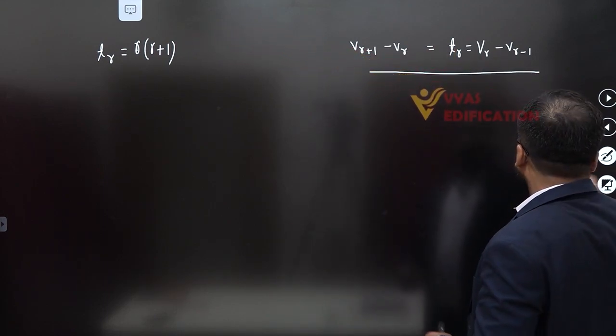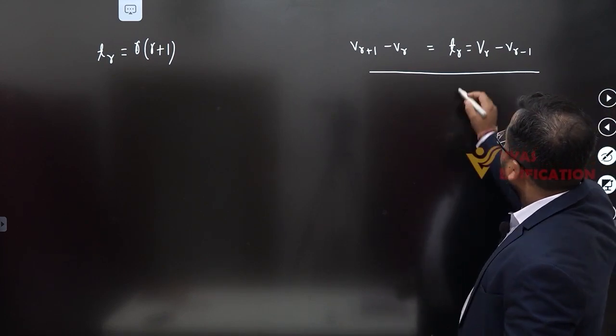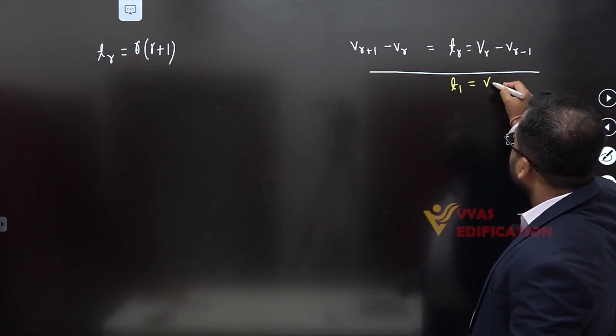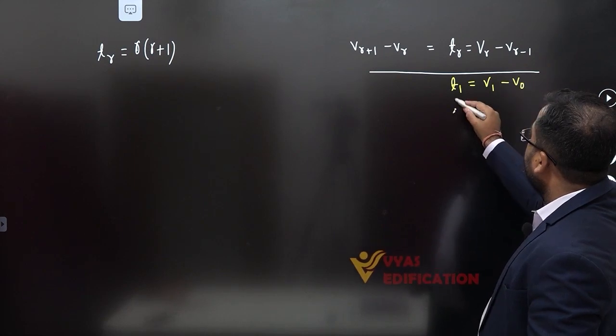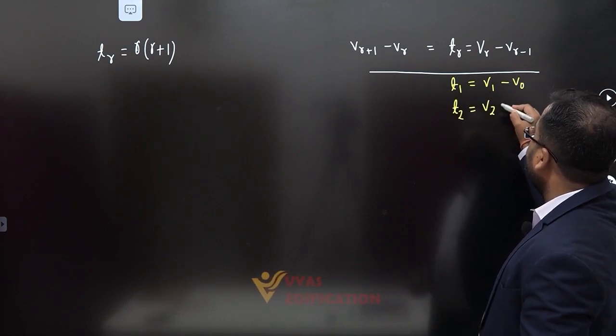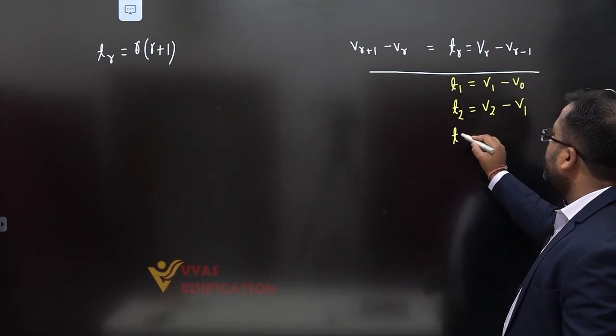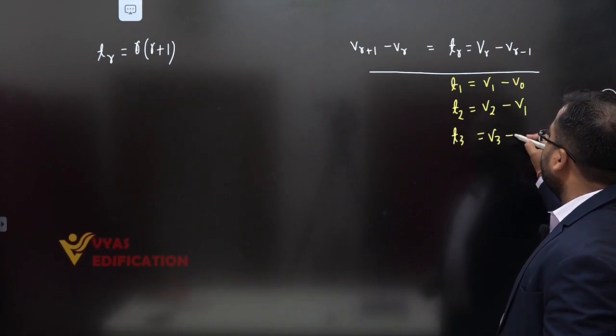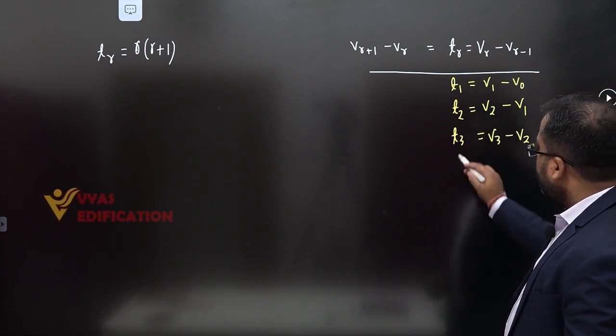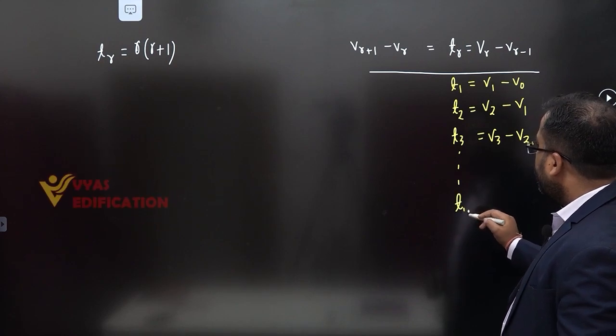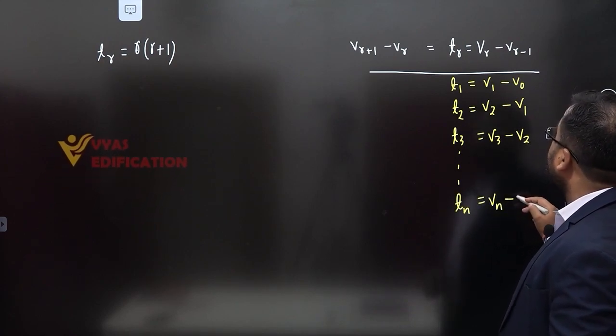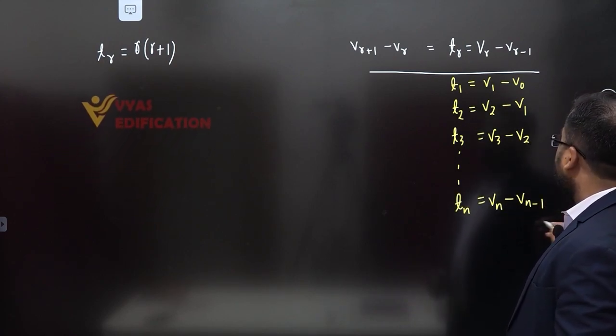This or this, whichever. If you can do this much, then what happens after that is you write T1 easily. This is V1 minus V0. T2 will be V2 minus V1. T3 will be V3 minus V2. Similarly, if you write up till Tn, what do we get? Vn minus Vn minus 1.